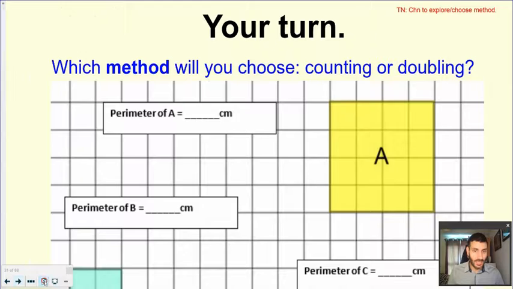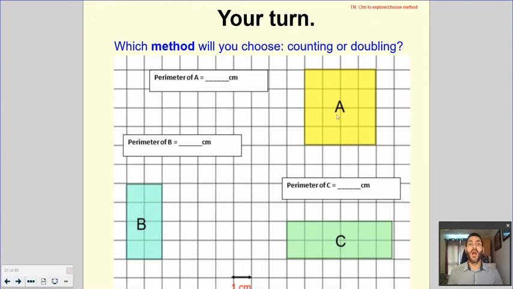Now on their sheet, I've actually made this sheet for them. I want them to see which method they're using. Are they going to be counting on, or are they going to be doubling? So I'm going to walk around the classroom and see what they're going to be doing. And I'm going to encourage them to do both, and then I want them to explain to me which is their favorite and why.